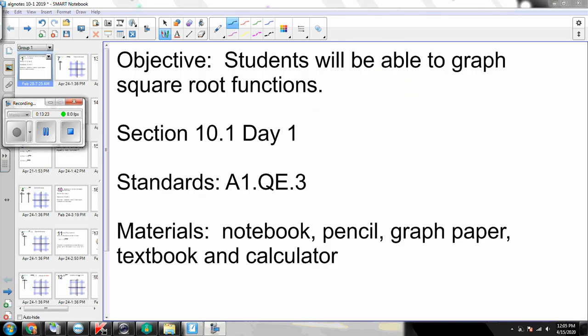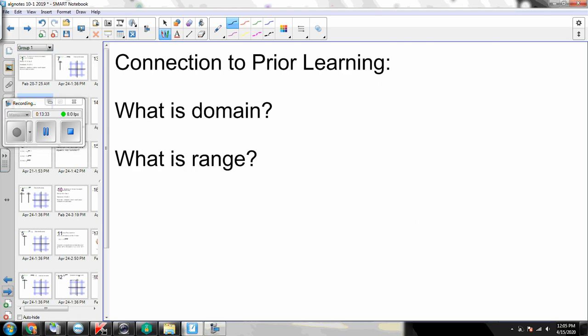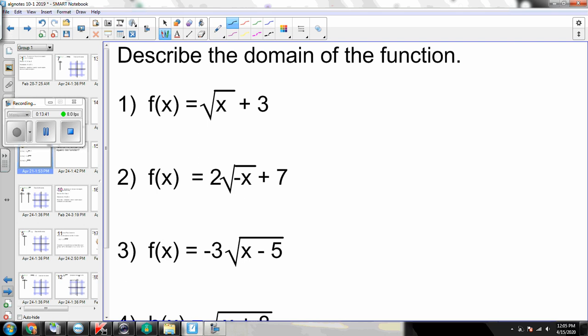Today our objective is to be able to graph square root functions and describe the domain and range. As we get started, we need to remember the domain are all of your x values. What values can x be? Range are all your y values. On the first 4 problems, we're going to describe the domain of each function. So remember, the domain are all your x values.